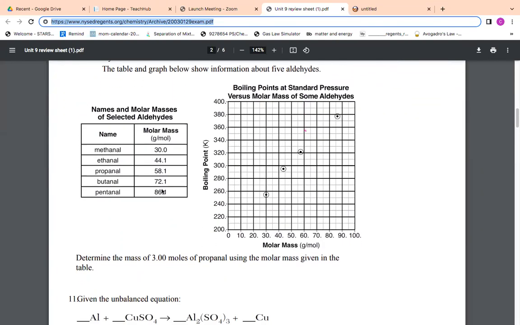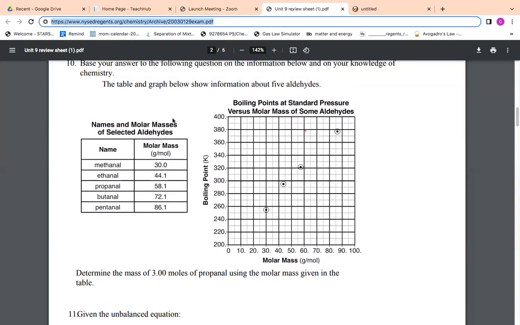Okay. Number 10. So they're giving us this graph, all this info about all of these organic molecules, all these aldehydes. At the end of the day, they're just asking us to determine the mass of 3 moles of propanol using the molar mass given in the table. So again, when you're trying to go from mass to moles, you just have to use that formula that we just looked at on the reference table. That's the second equation. I'll write it out here for us. So it's moles equals the given mass over the gram formula mass.